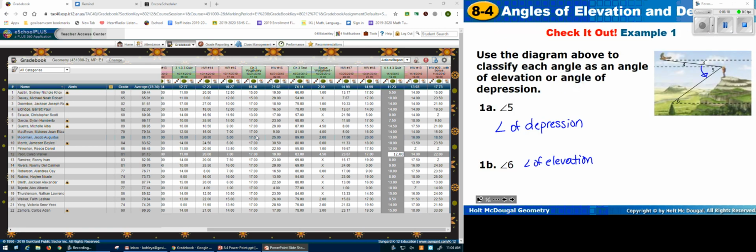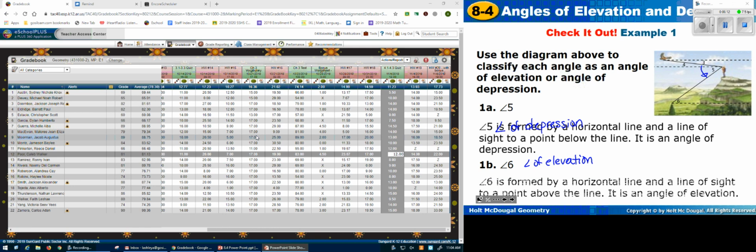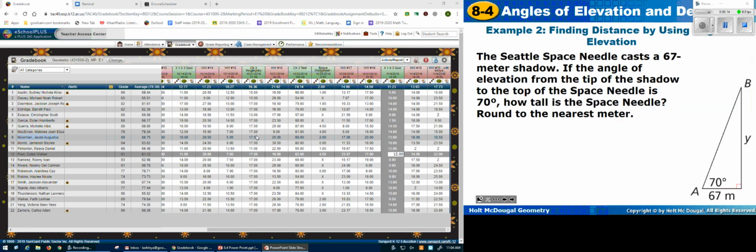Okay, so then they're going to give you some problems where you have to read through it and create your own picture sometimes, and sometimes they'll give you a picture. Did I give you a picture on this one? Okay, so pretend you don't see this, because that's going to be the hardest part, coming up with the correct picture. So it says the Seattle Space Needle casts a 67-meter shadow. If the angle of elevation from the tip of the shadow to the top of the Space Needle is 70 degrees, how tall is the Space Needle? Round to the nearest meter.